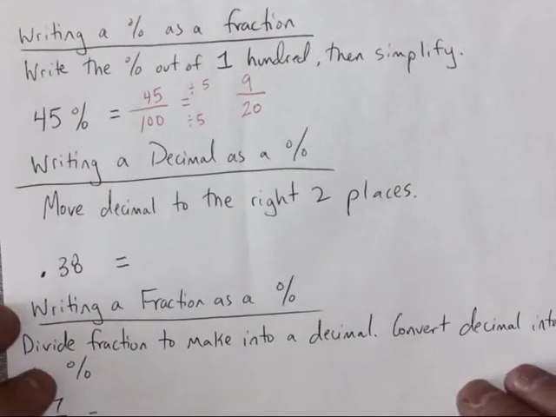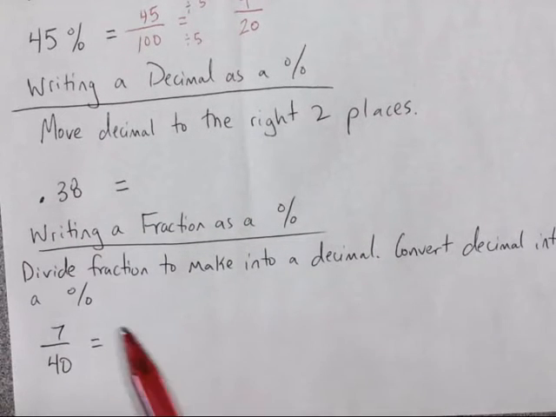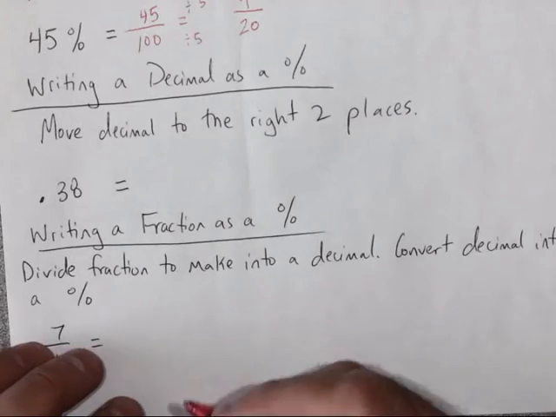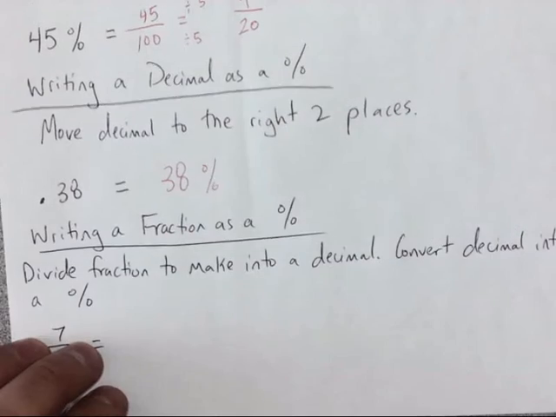Alright, and then writing a decimal as a percentage, basically it's the reverse of what we did earlier when we made a percent into a decimal. So we move the decimal to the right 2 places, which means you essentially multiply by 100. So 0.38 is equivalent to 38%.